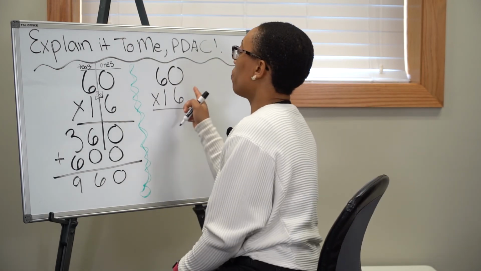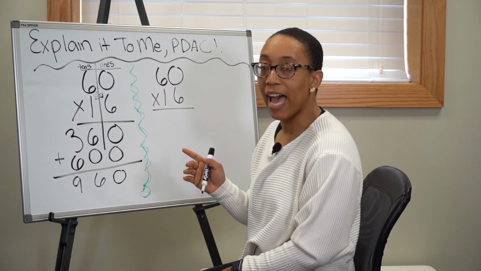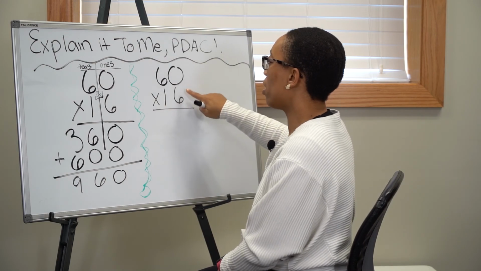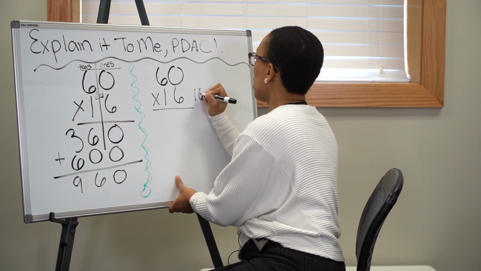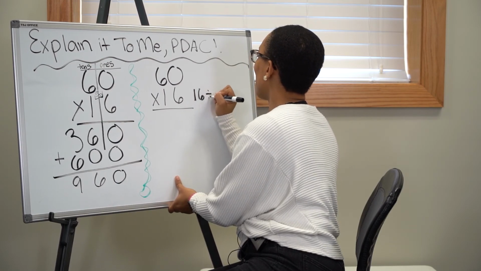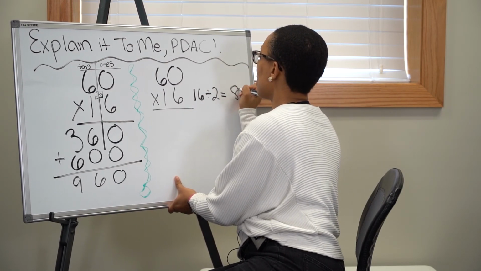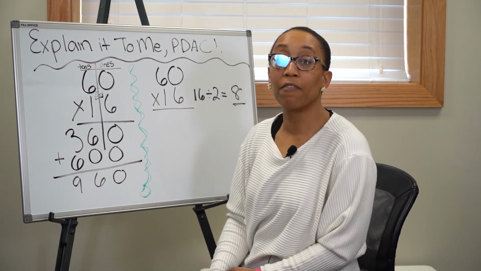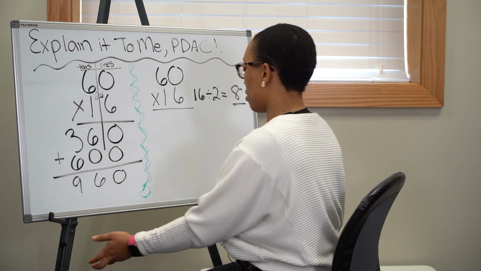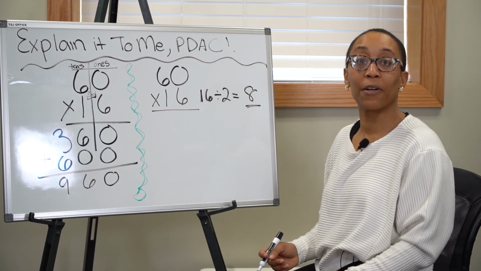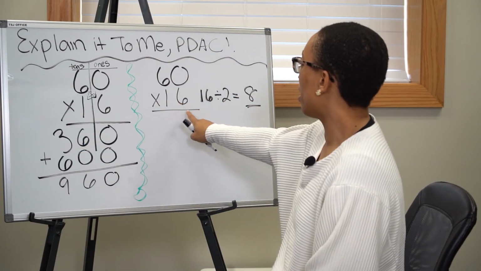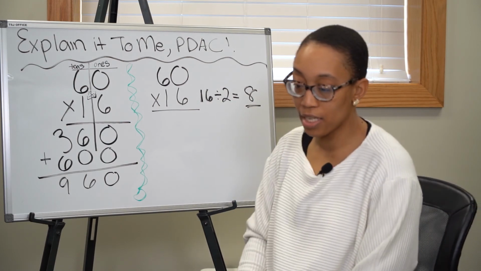Okay, so what they're saying is to find the half of the smaller number. So the smaller number between these two is 16. So 16 divided by 2 equals 8. So that is half of the smaller number. Hopefully you can see that. There we go. So 16 divided by 2 is 8.